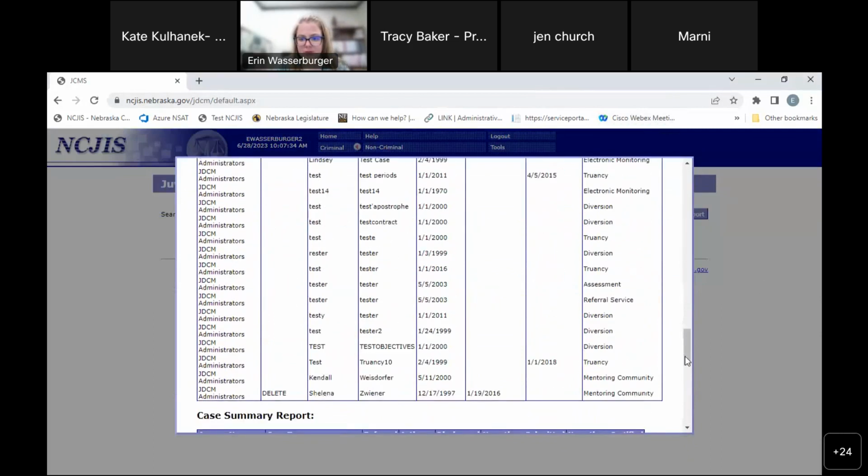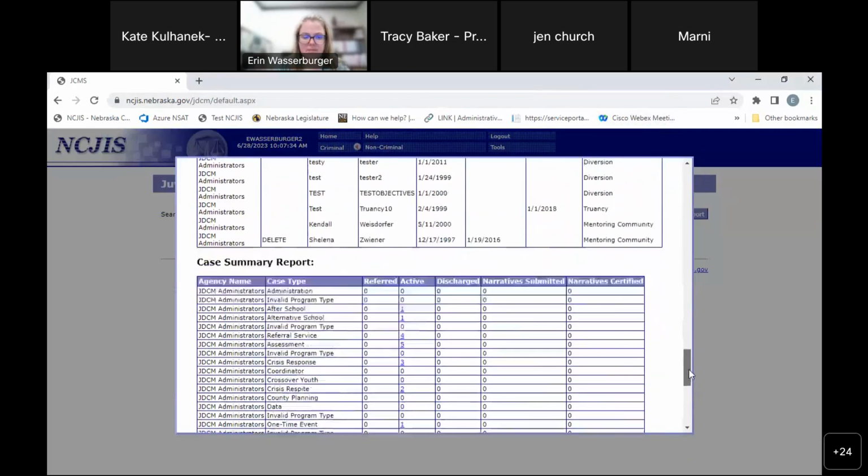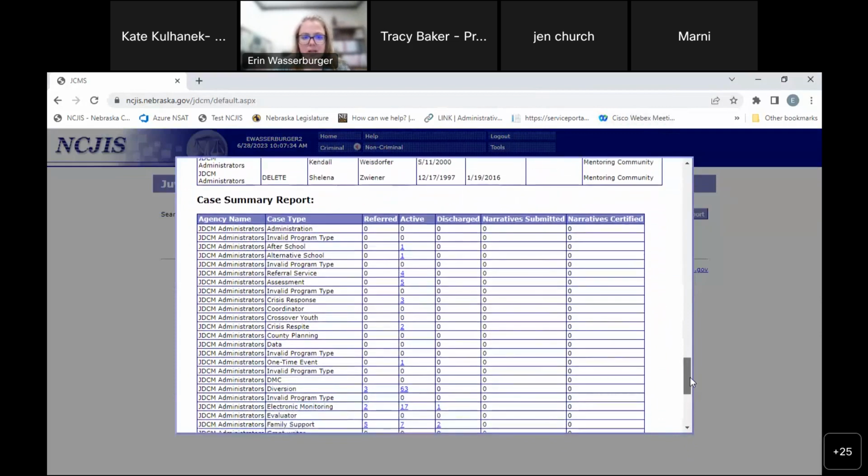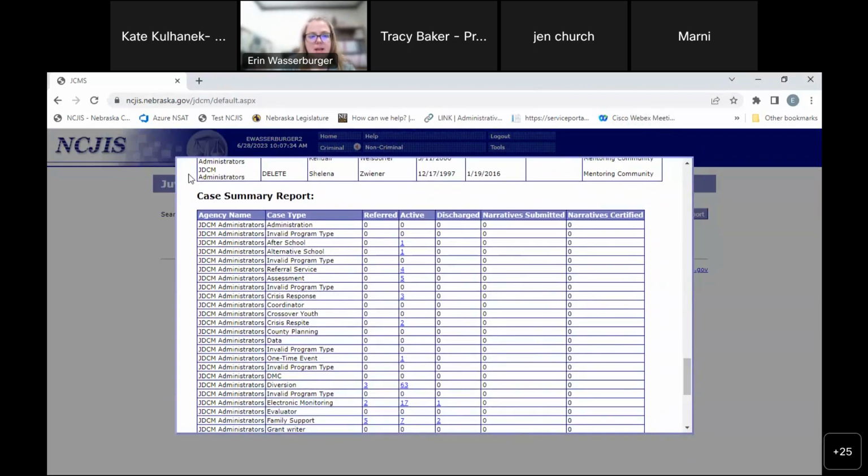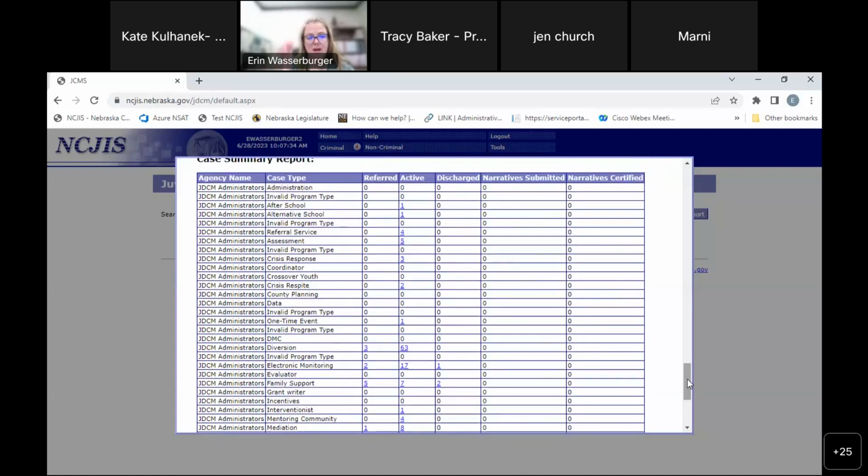You scroll down, I don't know how many of you will have all those at the top. This is a test system, so you'll be able to see by agency name and case type the number that were referred and the number that were discharged. For project leads, you should be able to see anybody that you have tied to your certificate through the multi-agency. If you are an individual program, you would just see whatever you have permission for.